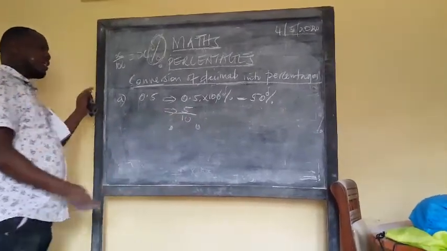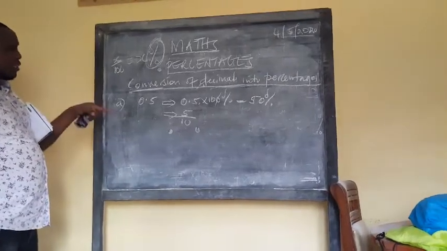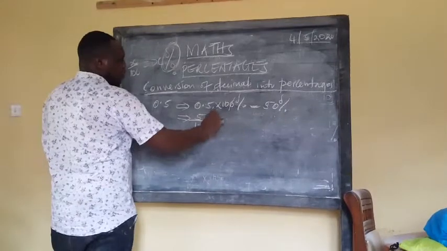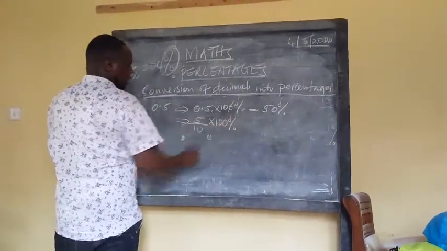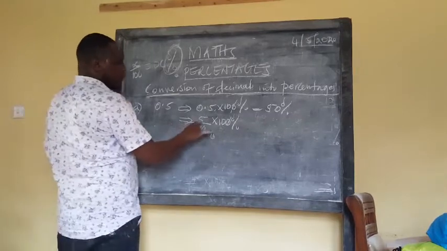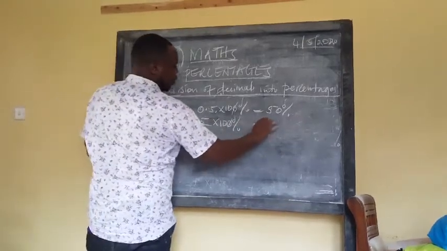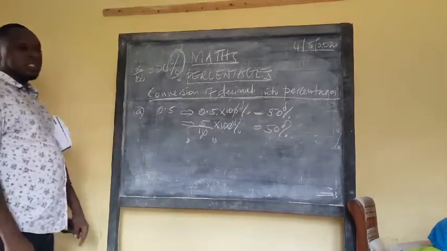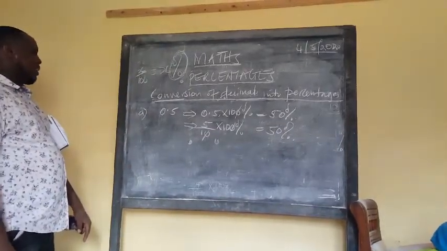Now, remember what we said? If you want to convert a fraction into a percentage, you just simply multiply with 100%. So we are going to multiply this again with 100%. So this 0 will cancel with this one, and then you remain with 5 times 10. That will give you also 50%. You can see the 2 methods give you the same answer.